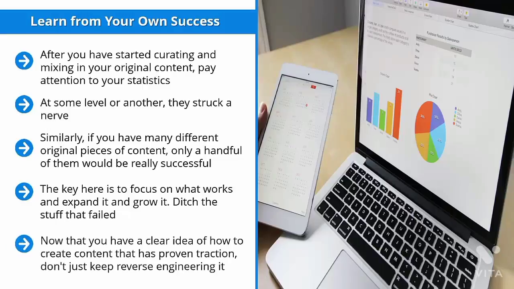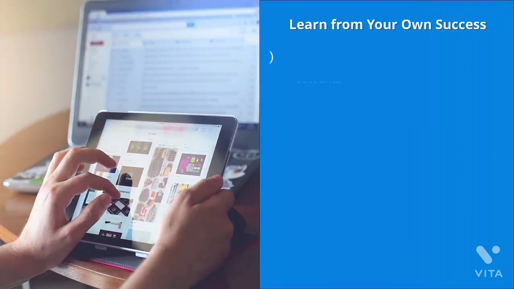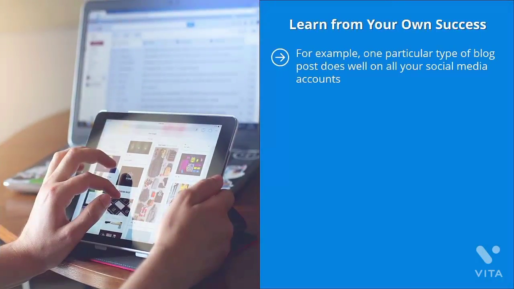Now that you have a clear idea of how to create content that has proven traction, don't just keep reverse engineering it. While you need to continue doing that, you also have to do something else. Create derivative or cross-platform versions. For example, one particular type of blog post does well on all your social media accounts. Identify its themes, pay attention to its patterns, and come up with another blog post.